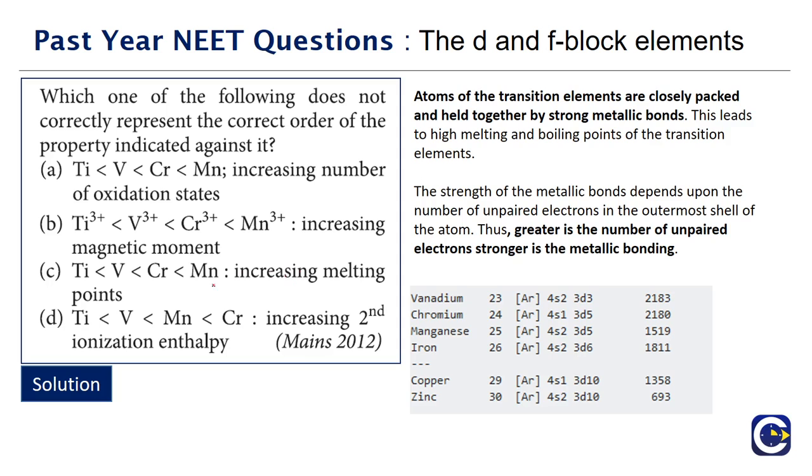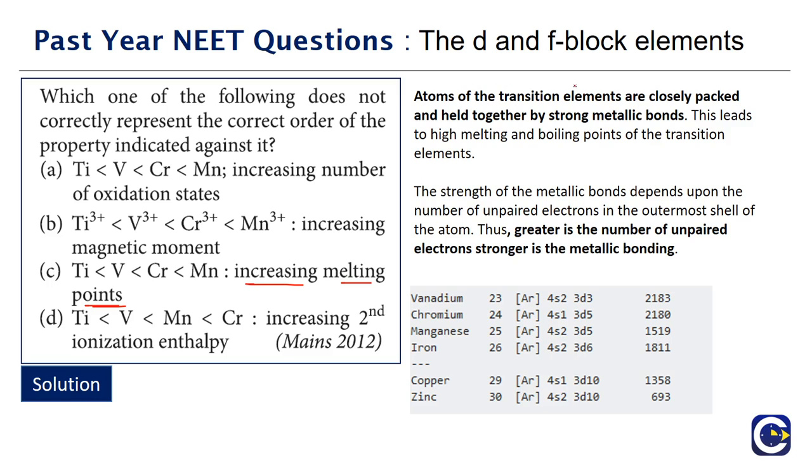Next, let us look at option C. Option C is talking about the increasing melting points. Now, while we talk about some anomalous trends, right, the melting point is one such anomalous trend. We will not see a very clear order with regard to the melting points. So let us just look at what the melting point depends upon.